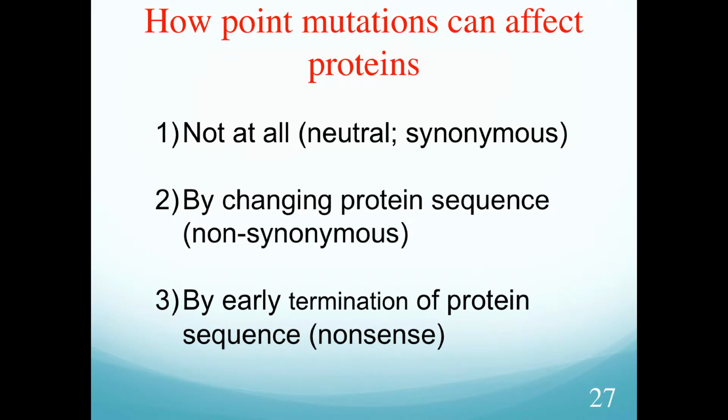So there are 3 different ways that point mutations can affect proteins. The first is that they don't change the protein at all. The mutation that we observe is synonymous and leads to the same amino acid. This would be a neutral mutation. It might change the protein sequence. If it changes to a different amino acid, then that will change the protein sequence and it will be a non-synonymous change. Or it might add a stop codon, in which case it would stop transcription entirely at the point of the mutation and would basically lead to a nonsense protein.